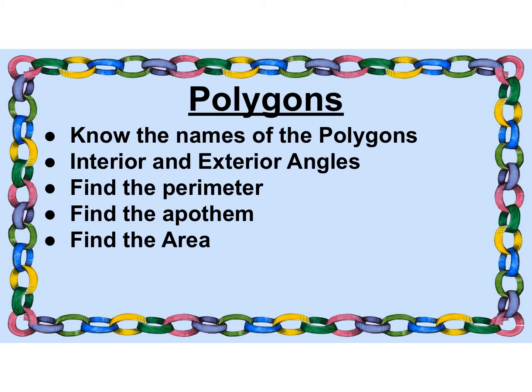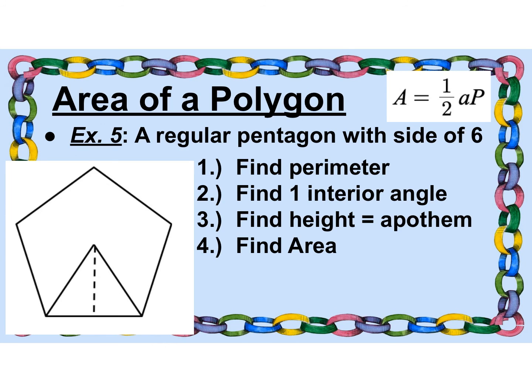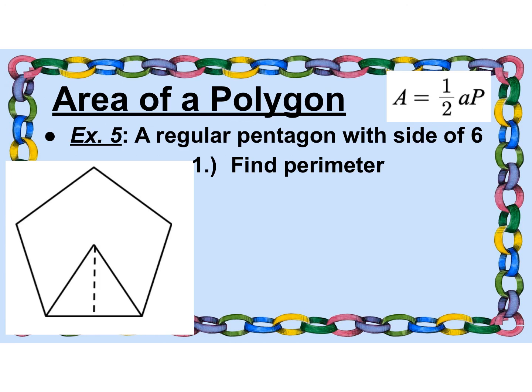For polygons, you need to know the names of the polygons, their interior and exterior angles, be able to find the perimeter, find the apothem, find the area. So let's try it again. This is with a pentagon. These are the steps. Find the perimeter first, find one interior angle, find the height, and then put that together for the area. So let's find the perimeter. I have a side of 6, so the perimeter is going to be 5 times 6, which is 30.